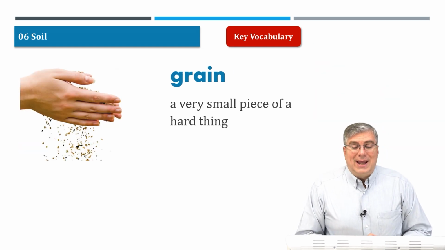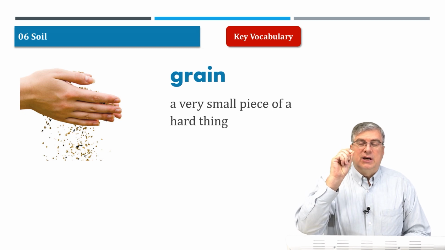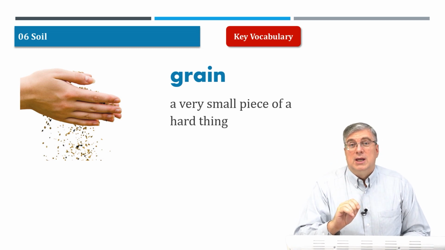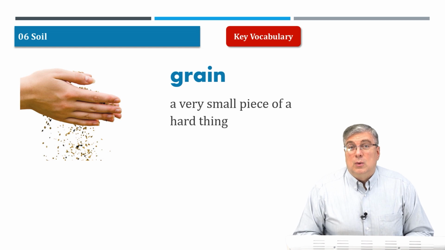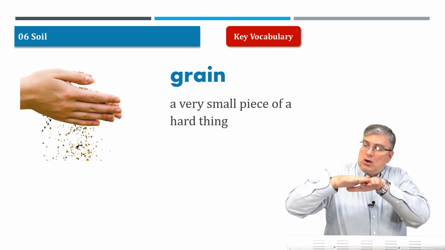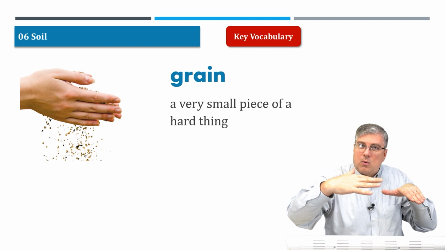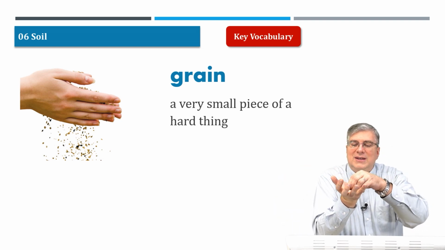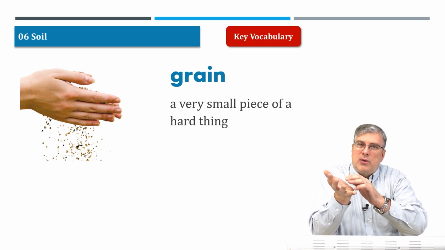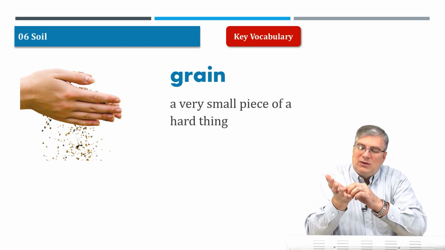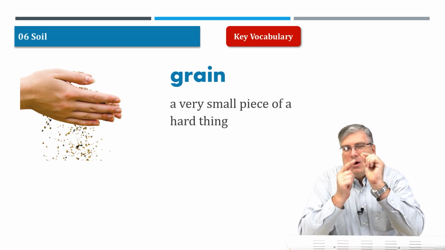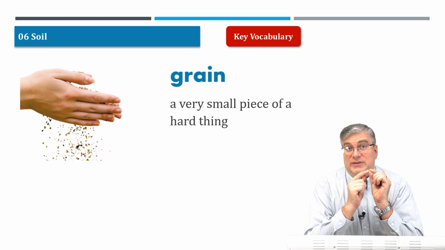Grain. Grain is a very small piece of a hard thing, not a soft thing, right? A hard thing. So, very good example. When you go to the beach, what do you find at the beach? You find a lot of sand near the water, right? If you pick up that sand, is it all together? No, it's in little pieces. And you let the sand fall through your fingers, through your hand, until just one piece is left. Just one piece of sand, and we call that a grain of sand.